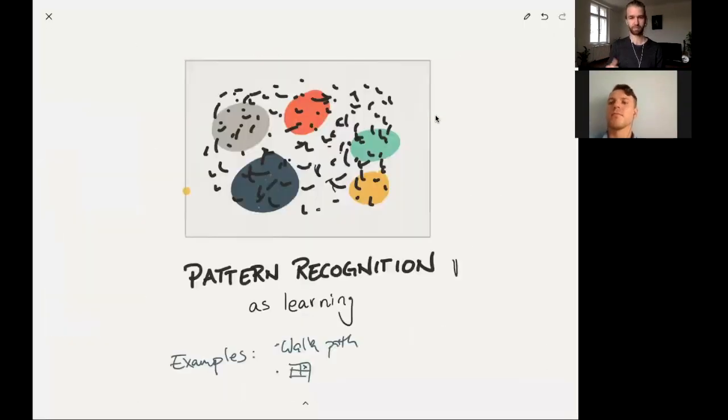But let's continue. So one of the things the unconscious does is pattern recognition. It learns to recognize patterns.